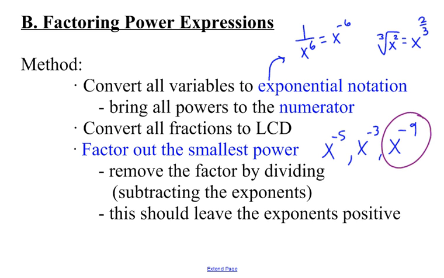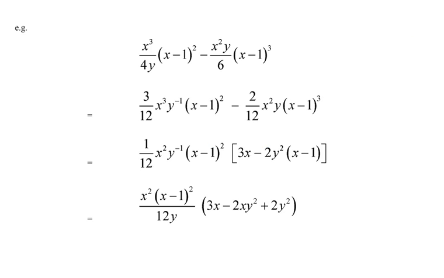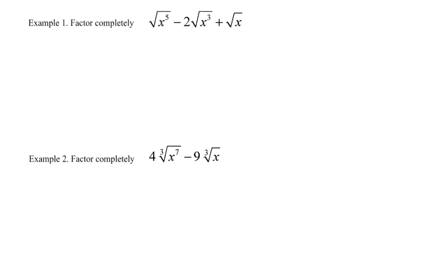It's going to make them positive. Because if I divide this by x to the negative 9, negative 5 minus negative 9 is going to turn into a positive. So that's what we want in the end. Okay, so let's go through some examples. This should leave the exponents positive. Here's an example, but let's try this.